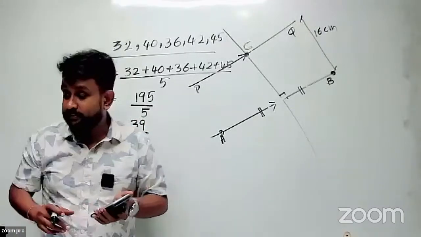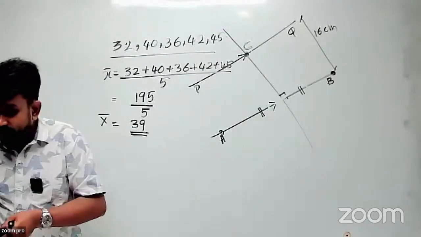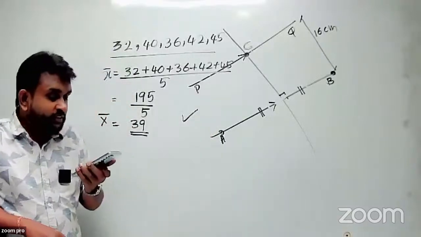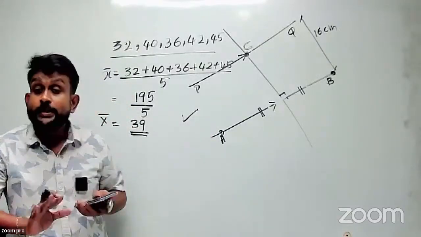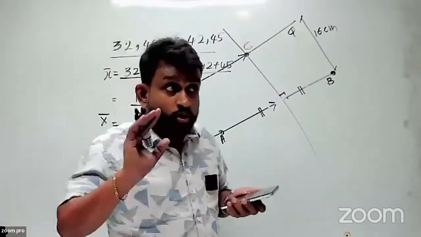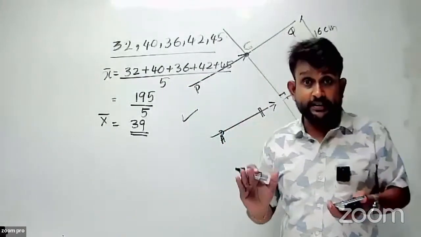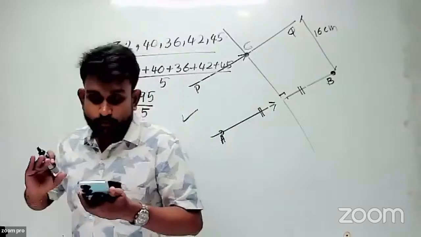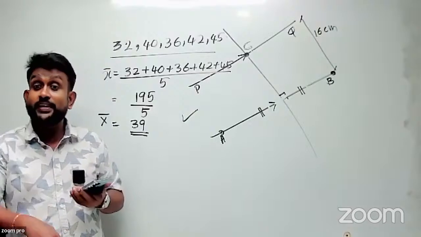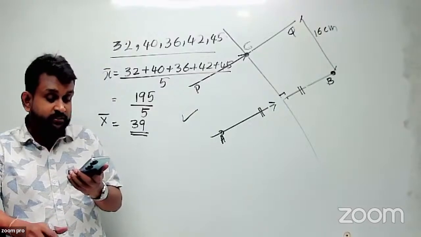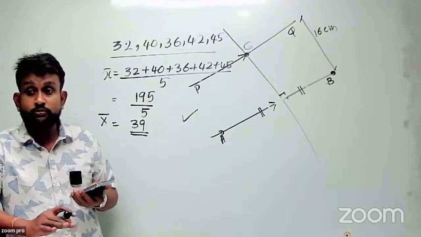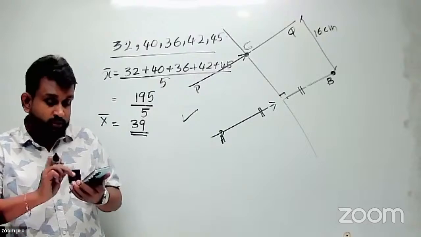So the first question says that the mean is 39. That is correct. True. Put true. Then the mode of the given number is 45. Here we cannot take the mode as 45, because there is no most repetitive data as 45. Mode means the most repetitive data, the highest frequency data. But here 32, 40, 36, 42, 45, no 45 is repeated. So you cannot take 45. So that is incorrect. No need to put any sign.